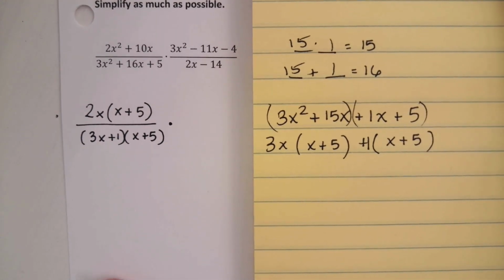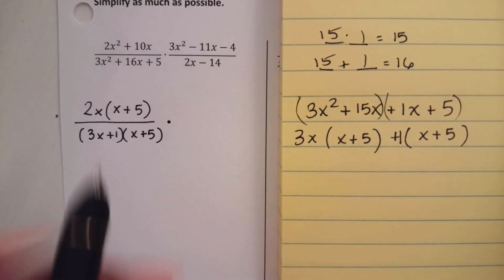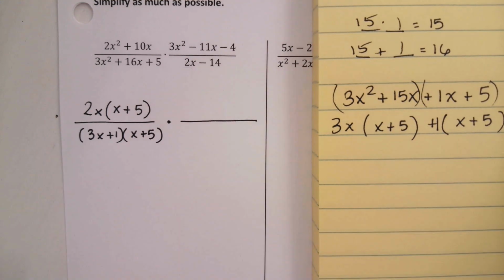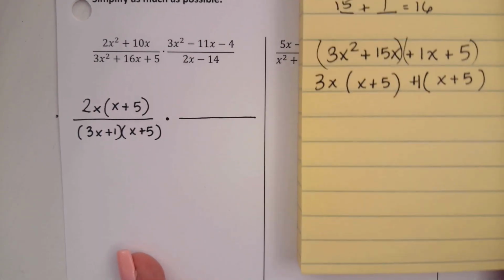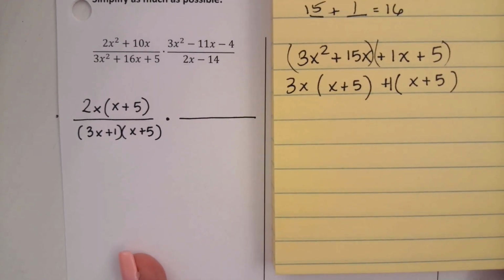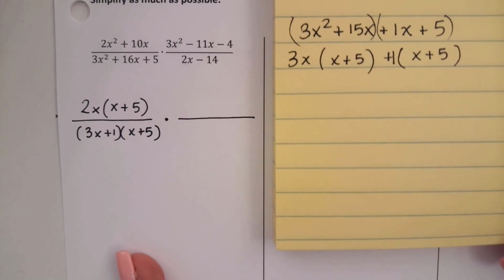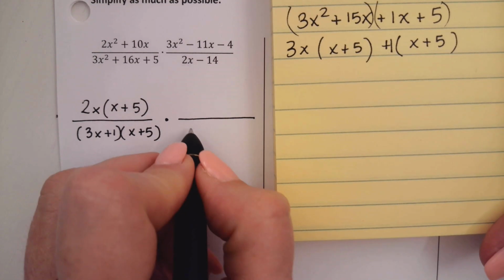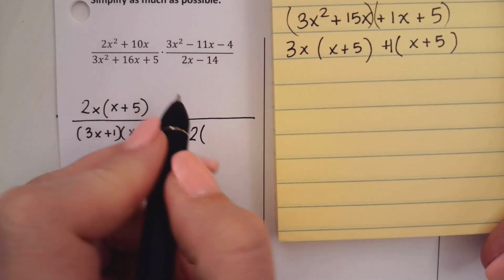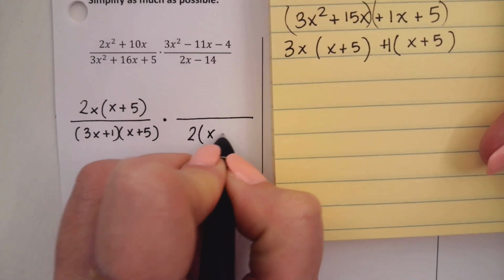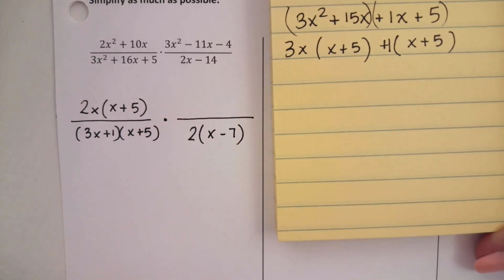Hey, Charles. The second fraction, I usually do the part that looks easier first. So the denominator definitely looks easier. What can we do to the denominator? Yeah, factor out just a little GCF of 2, which will leave me with x minus 7.